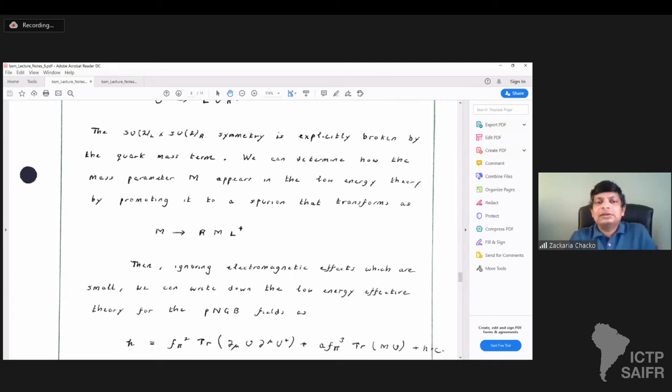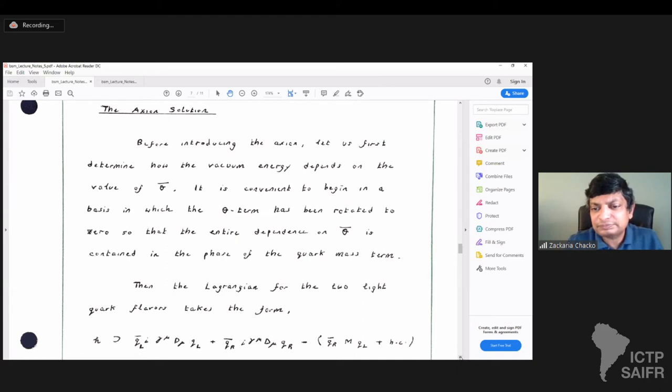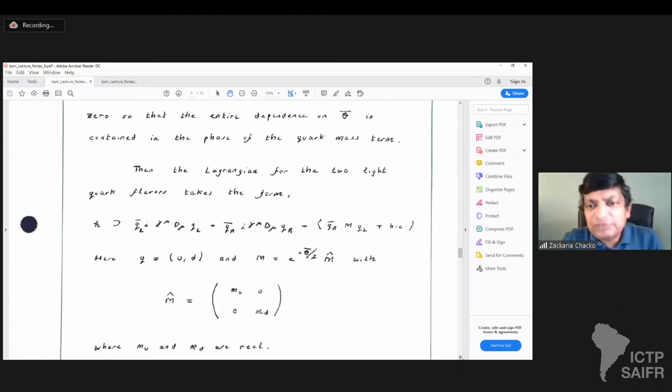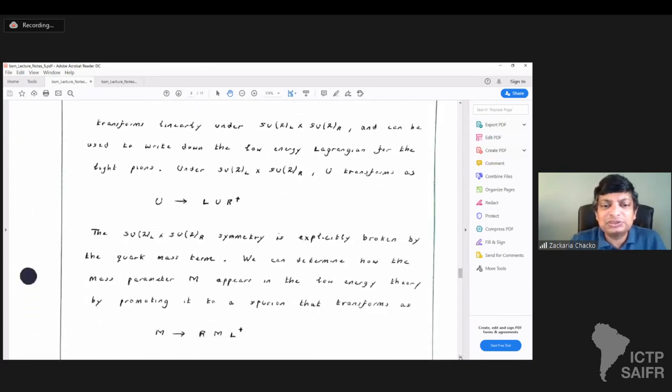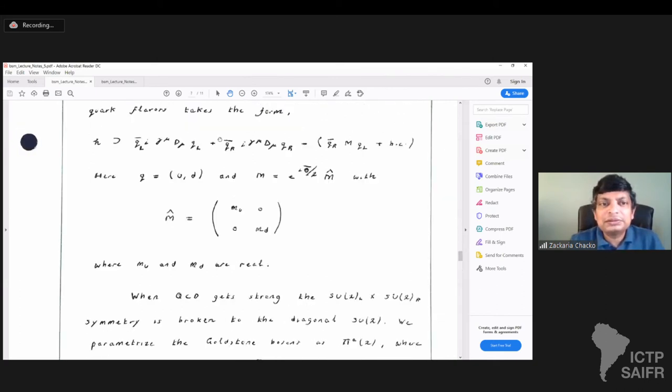There's a trick we can use to determine how the mass parameter M appears in the low energy theory: we promote it to a spurion that transforms in this way. M is just some parameter, and we want to figure out how that parameter appears in the low energy Lagrangian. If M transformed in this way, this Lagrangian would be fully invariant under SU(2)_L x SU(2)_R, ignoring EM.